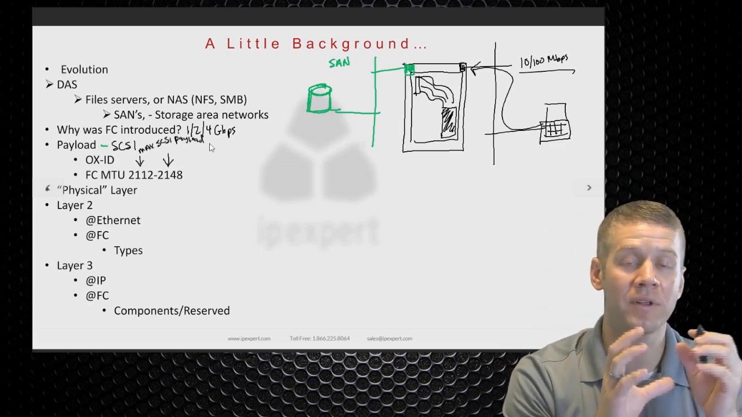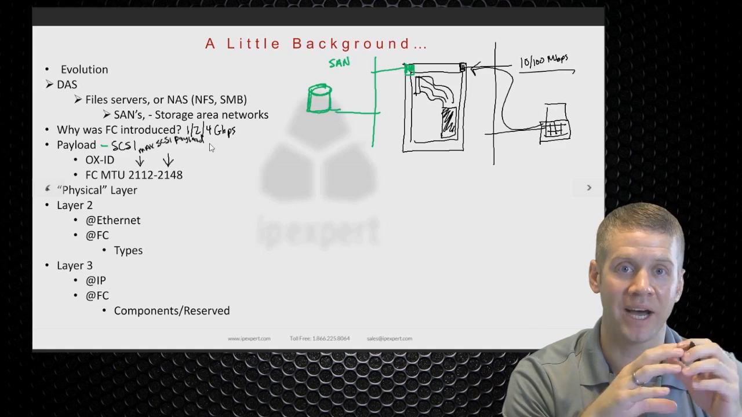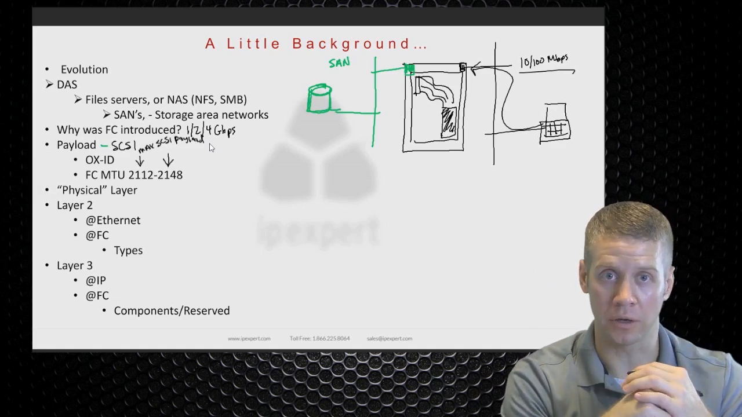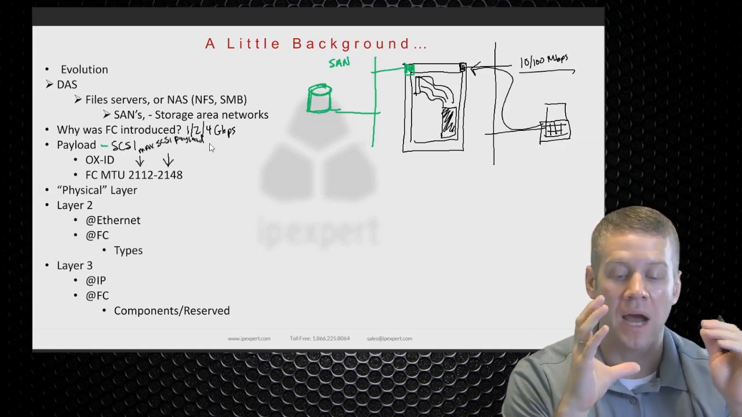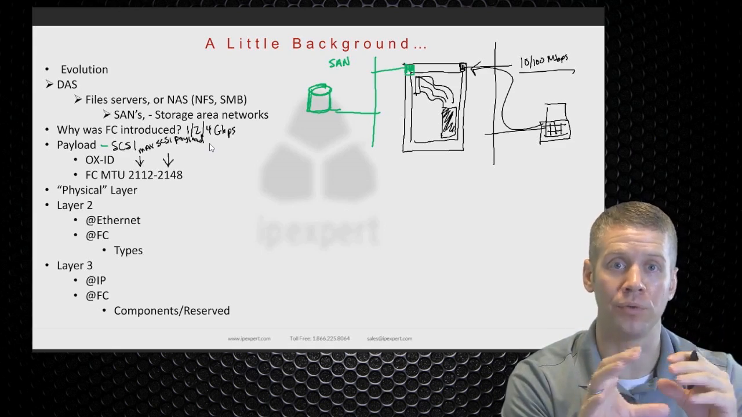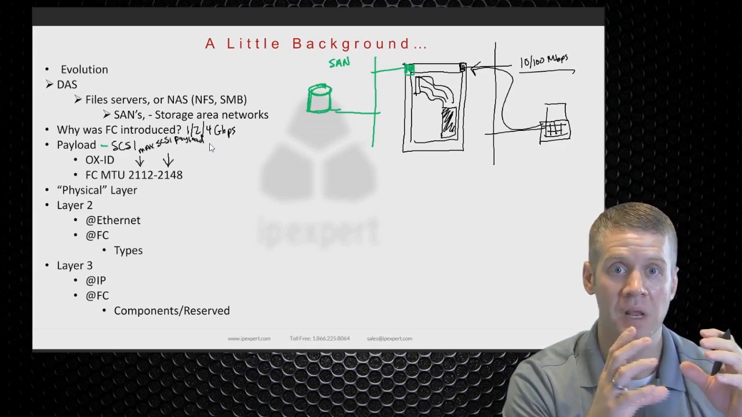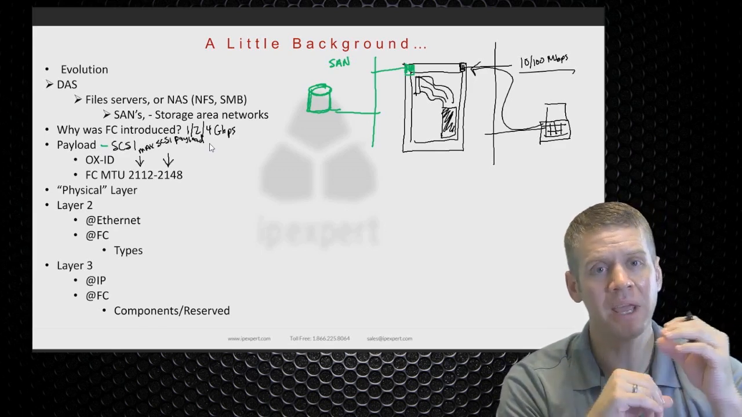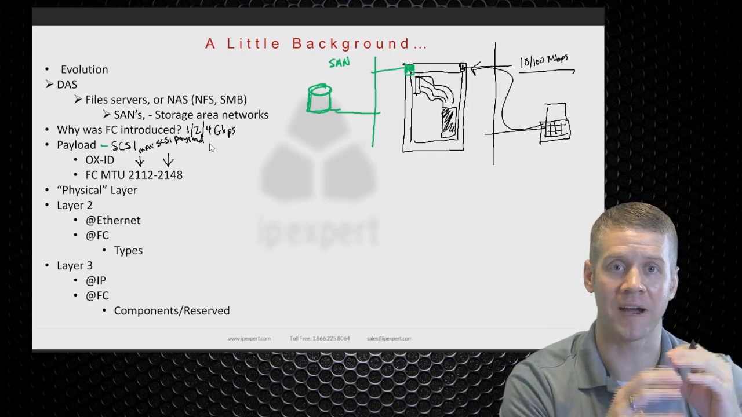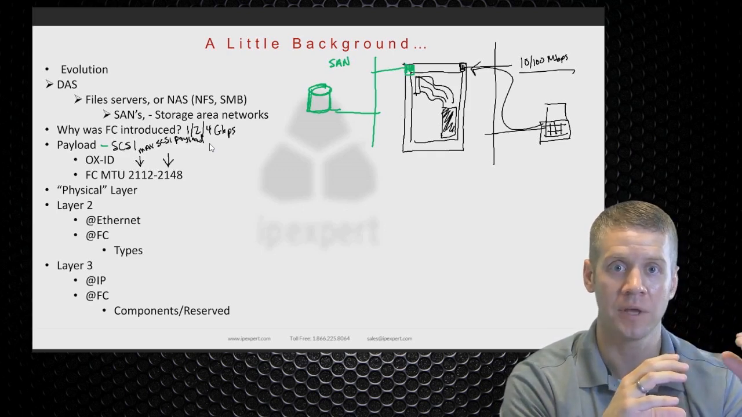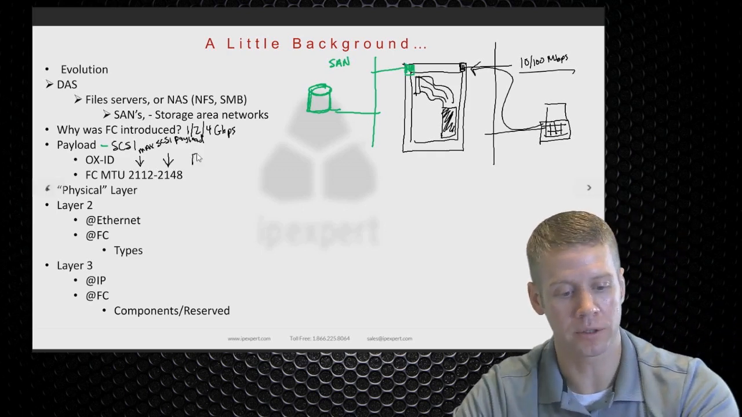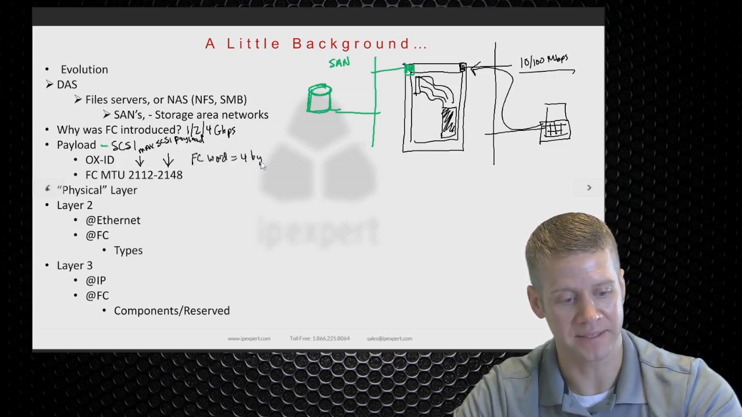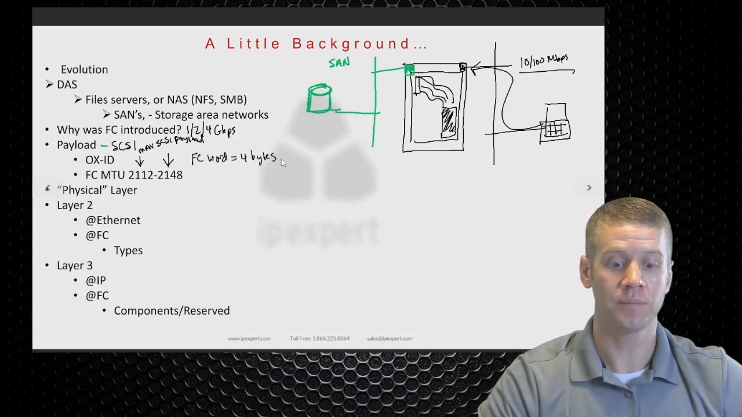Okay? So everything between that, so 36 bytes is the added Fibre Channel header. So our actual SCSI payload will never exceed 2112. Now, what a lot of people don't know about Fibre Channel is that we actually transmit it in what we call Fibre Channel words. Now, each Fibre Channel word equals 4 bytes.